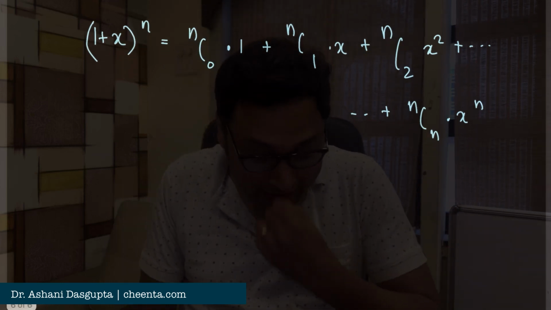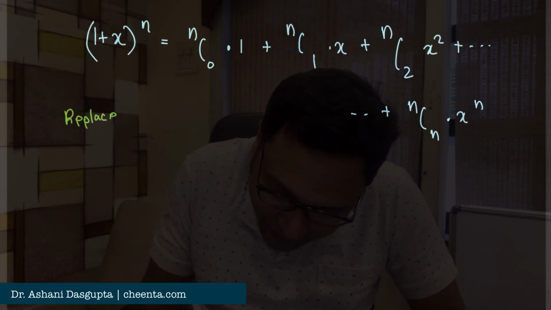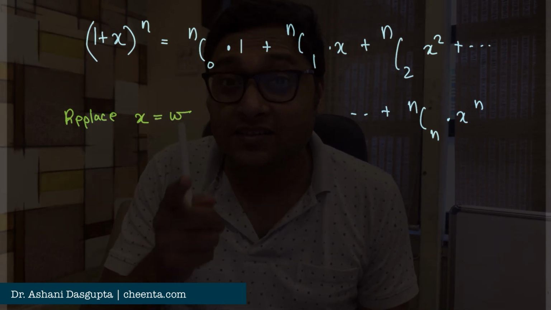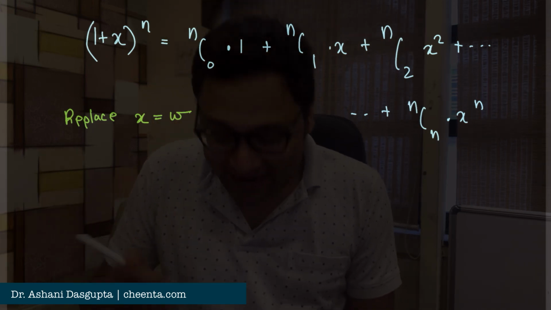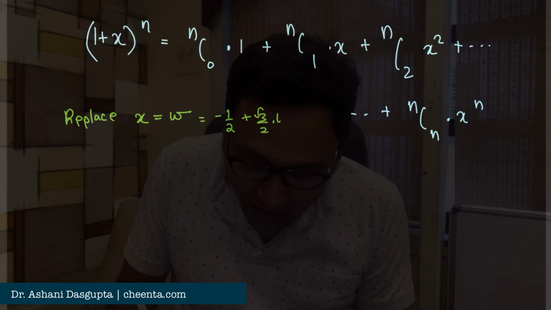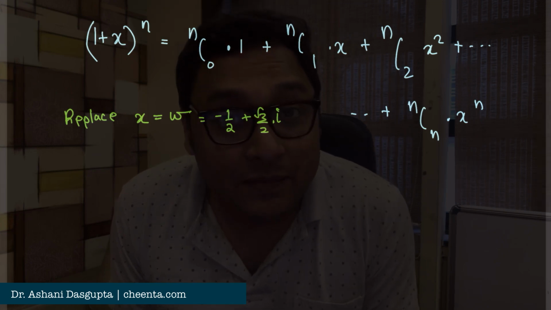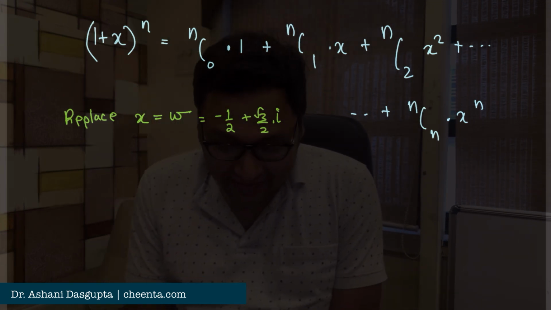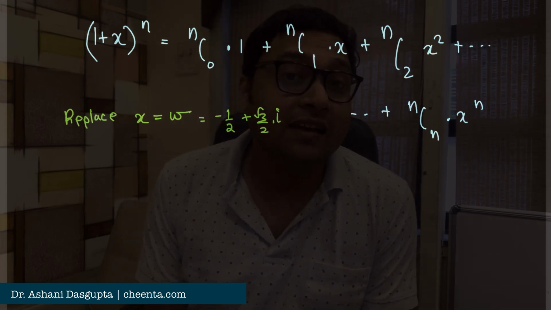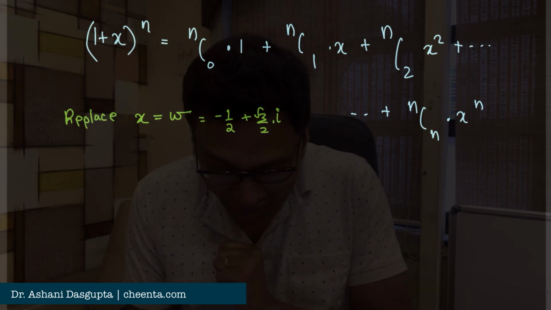Okay, so now what I'm going to do is I'll just replace x with omega. Remember omega, the complex cube root of unity, that is negative half plus square root of 3 by 2 i, this particular number. I'm replacing x by omega. This is a very neat trick. We use it all the time in different types of Olympiad problems, Math Olympiad and ISI CMI entrance problems. So you should learn this trick, okay?